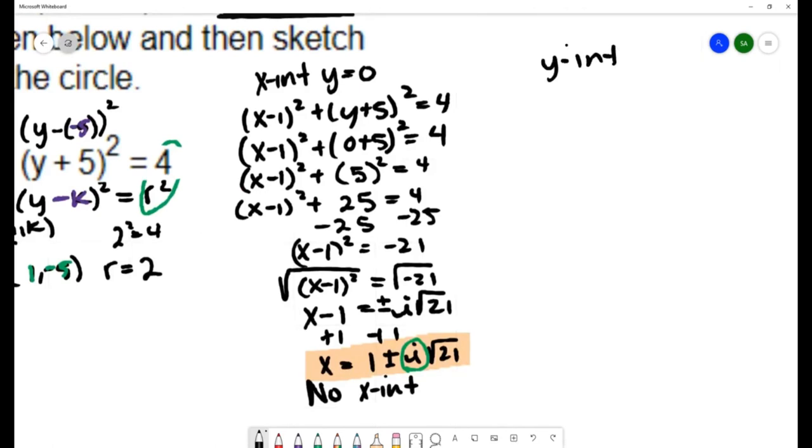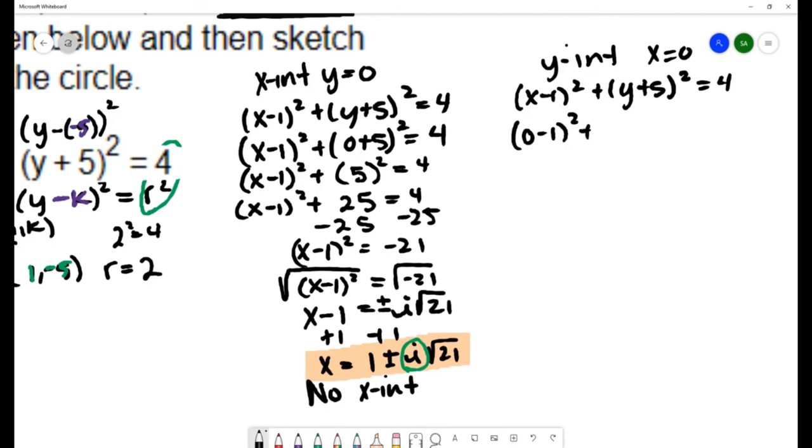We're going to find our y-intercept by letting x equal 0. So we've got our equation, (x - 1)² + (y + 5)² = 4. And I'm going to replace that x with the 0. (0 - 1)² + (y + 5)² = 4. Following order of operations, 0 minus 1 is negative 1. The rest I'm copying down. Negative 1 squared is 1. And the rest I'll copy down.